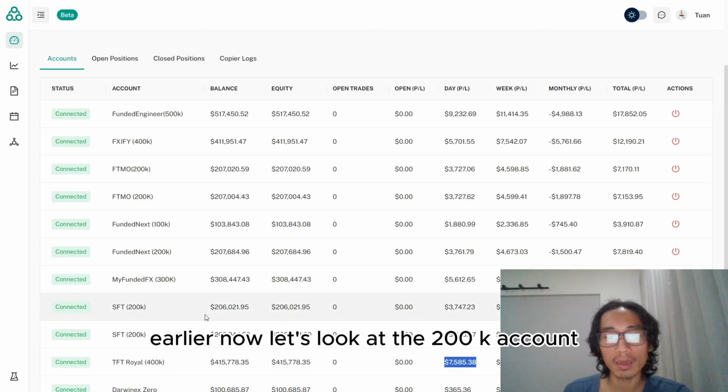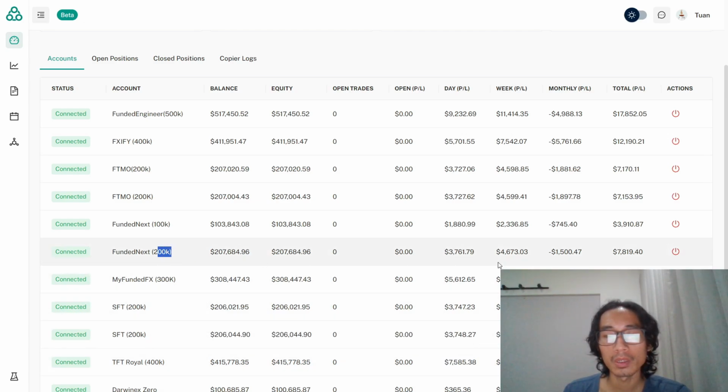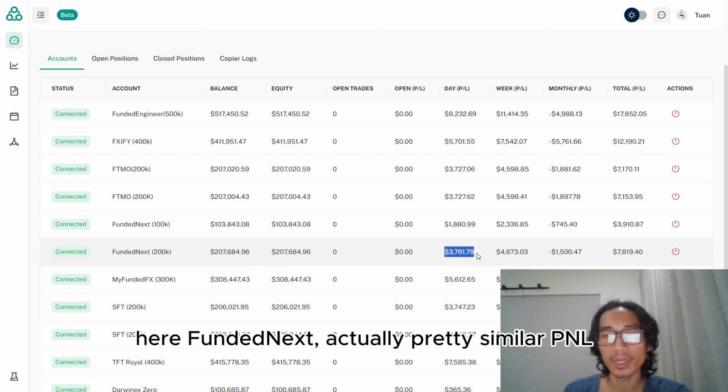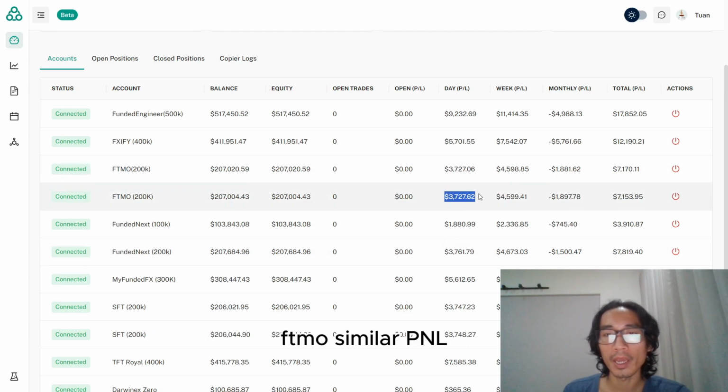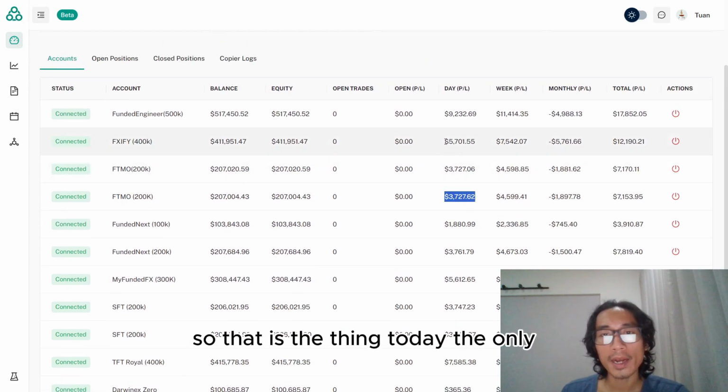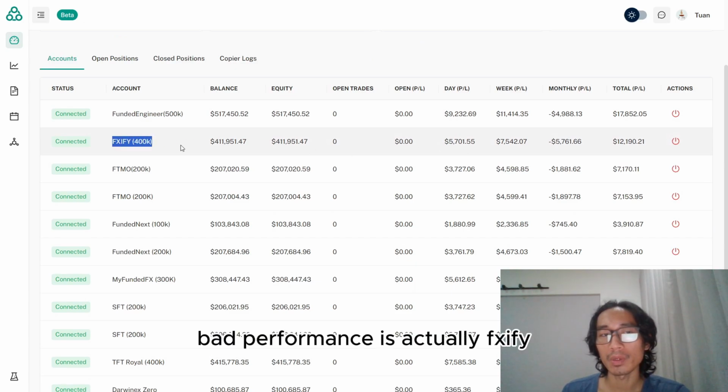Now let's look at the 200k account. You can see here on Vantage Next actually pretty similar P&L. FTMO similar P&L. So that is the thing. Today the only bad performance was actually FXIFY.